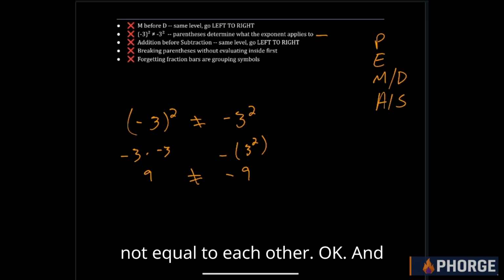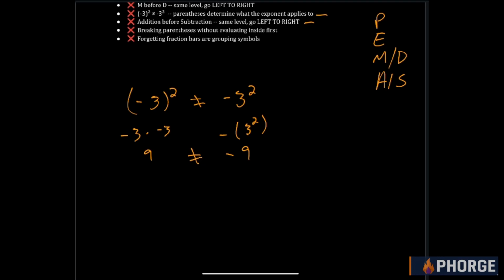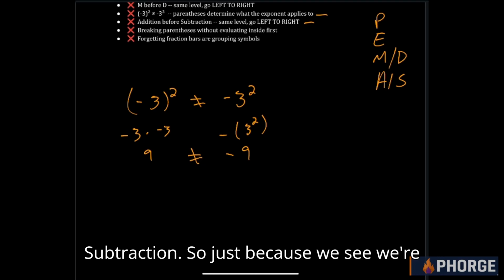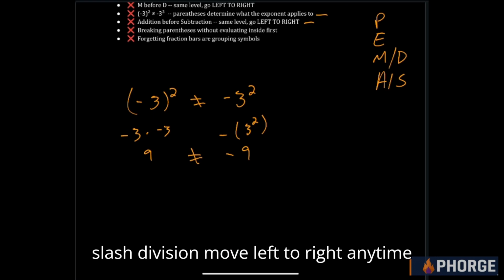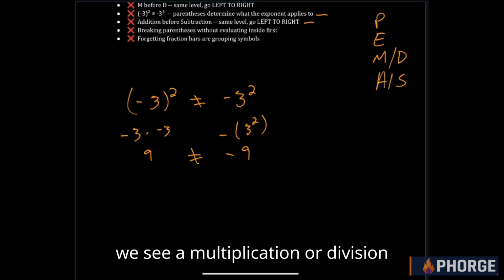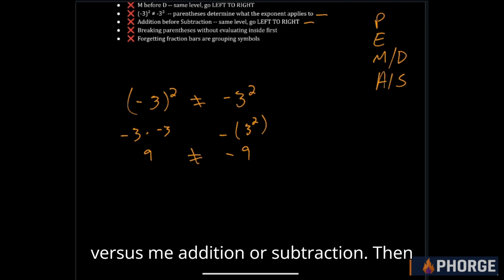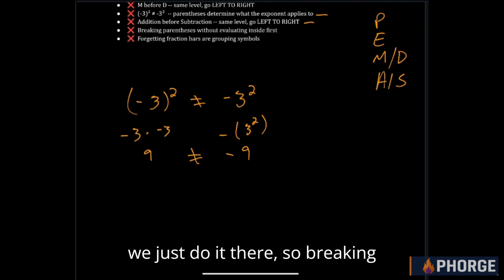Okay, and then the same thing, addition before subtraction. Just because we see addition first, we need to do the same thing as multiplication slash division: move left to right. Anytime we see addition or subtraction, we just do it there.